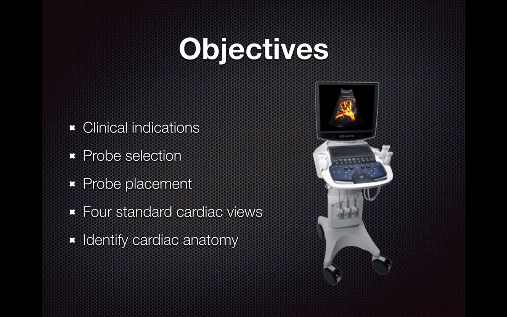Okay, let's get down to business. So first let's talk about the clinical indications, and then we'll talk about probe selection, which probes we use and why, where to place the probe on the patient. We'll discuss 4 standard cardiac views that we use, and then we want to be able to identify cardiac anatomy, just the basics, but we want you to have a good idea of what you're actually looking at.